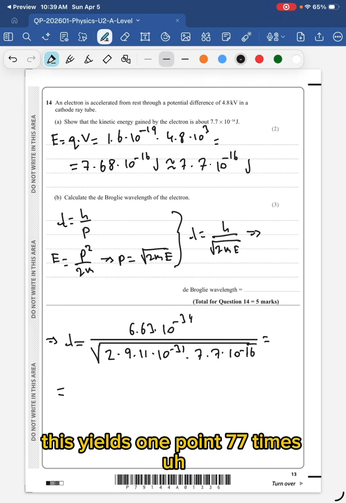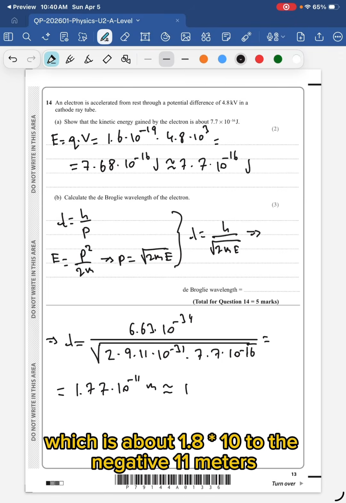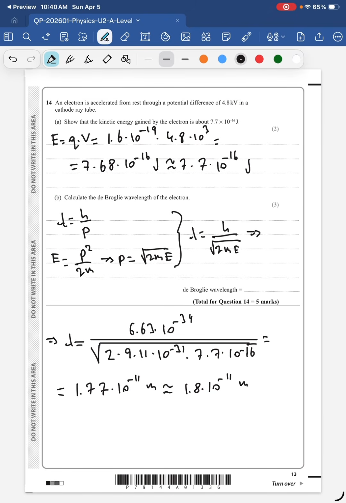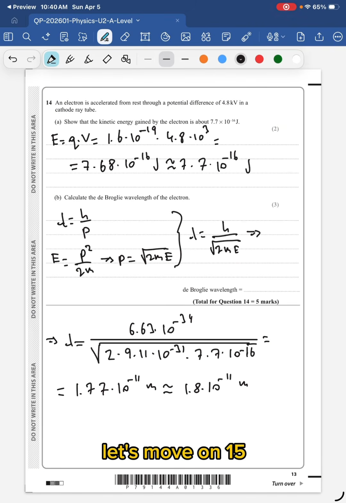Okay, this yields 1.77 times 10 to the negative 11 meters, which is about 1.8 times 10 to the negative 11 meters, which is our answer. All right, let's move on. This was also straightforward, I think. So, yeah, let's move on.